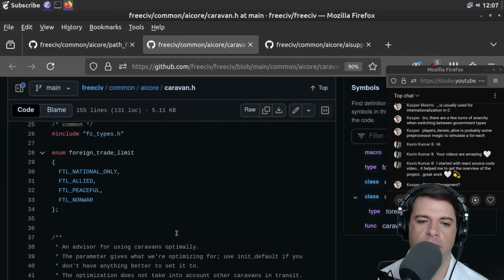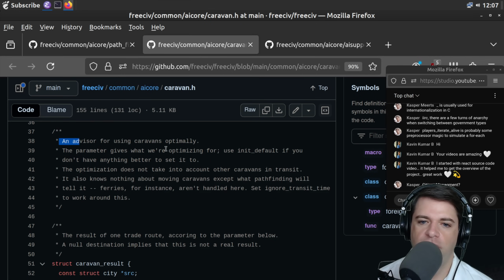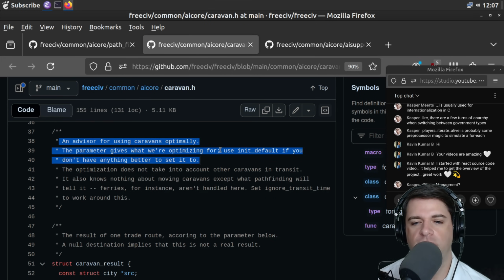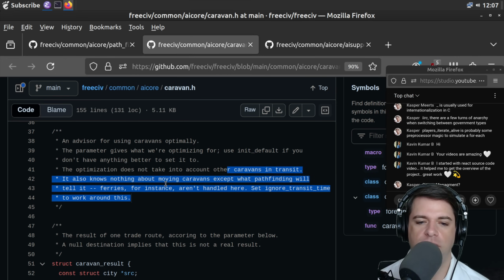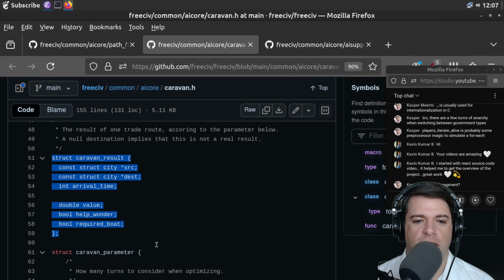Then a caravan is what? An advisor for using caravans optimally. The parameter gives what we're optimizing for. Use init default if you don't have anything better to set it to. The optimization does not take into account other caravans in transit. It also knows nothing about moving caravans except what pathfinding will tell it. Ferries, for instance, aren't handled here. Okay, so this is something about planning caravans.